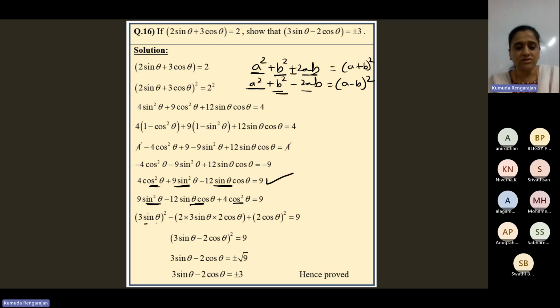So you can see 3 sine theta the whole square, 9 sine square theta. How is it a perfect square? 3 sine theta the whole square, and this one is 2 cos theta the whole square. So the middle term will be 2 into 3 sine theta into 2 cos theta, and check that 2 times 3 is 6, 6 times 2 is 12 sine theta cos theta here.